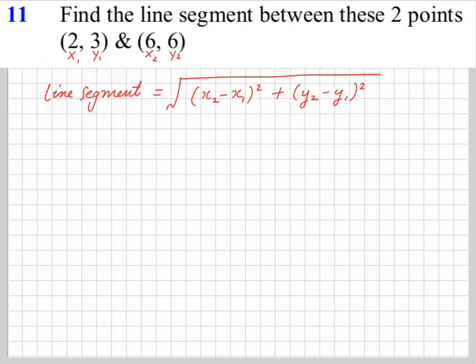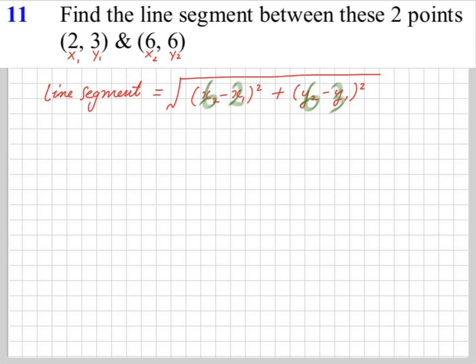So to find out our line segment, the distance, we've got our equation here. I've plotted the first point and the second point. So the first point, our x1, y1, is 2 and 3, and our x2, y2 is 6 and 6. So let's substitute these into the formula and then slowly simplify until we get our answer. So you can see here our x2 is 6. So let's put 6 here. Our x1 is 2. Our y2 is 6. And our y1 is 3.